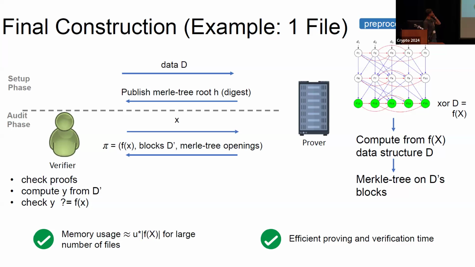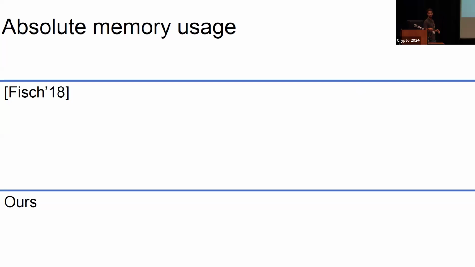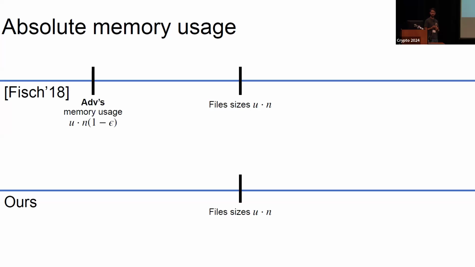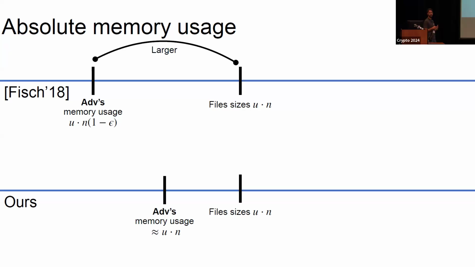So that's the construction, and I would like to conclude the talk by showing you some limitation of the construction, which essentially makes the Fish construction and our construction comparable. So this is the size of storing U files. In Fish, it's proven that a malicious strategy is going to use a 1 minus epsilon fraction of that memory. So here you have this loss that scales with the number of files. And in our case, the bound is much higher because the loss doesn't scale with the number of files. So in terms of absolute memory use, we are better, because the malicious strategy requires more memory than the one of Fish.